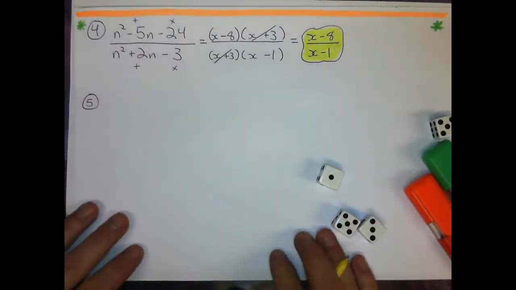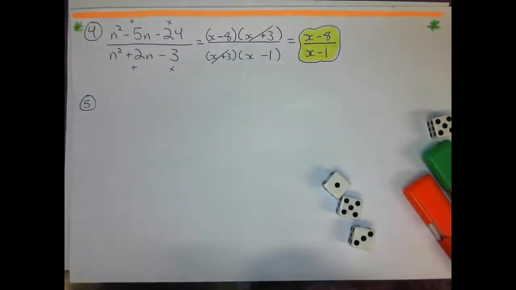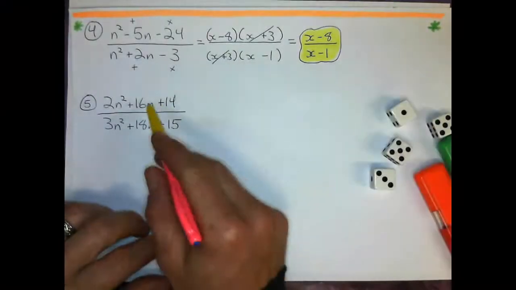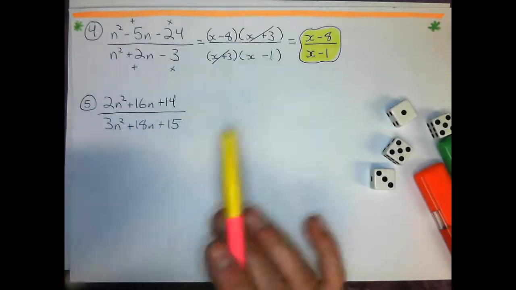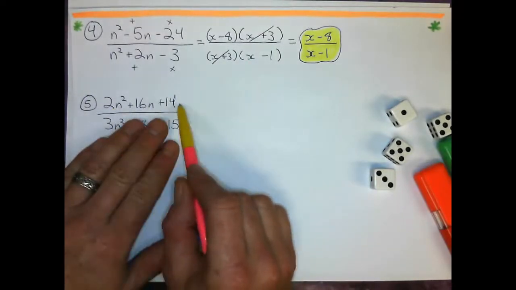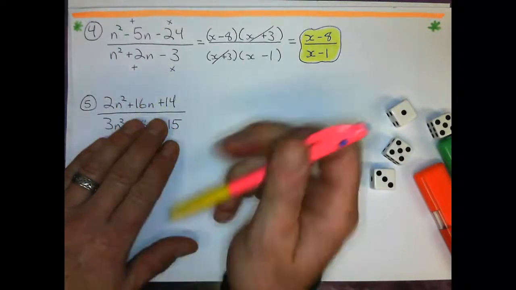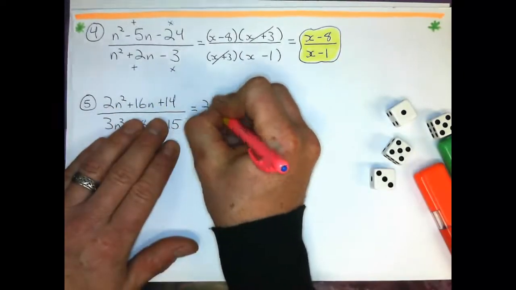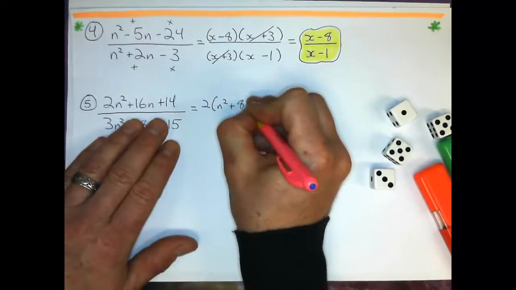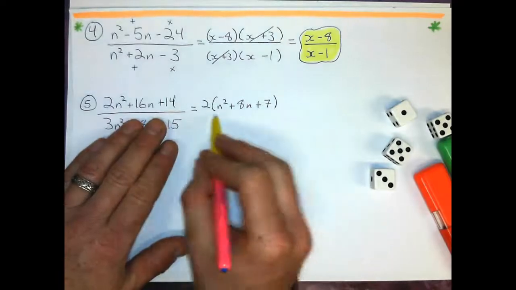Okay, the next example, it's going to look really hard, but I'll show you a couple of clues to make it easier. Okay, so I've got this really beefy looking expression here, and just take it one step at a time. Look at the top expression and think, okay, 2, 16, 14. I've got a common factor of 2 in each of those terms, so I can definitely factorize that out. I can factorize that 2 out and get n squared plus 8n plus 7. That makes things a little bit easier.